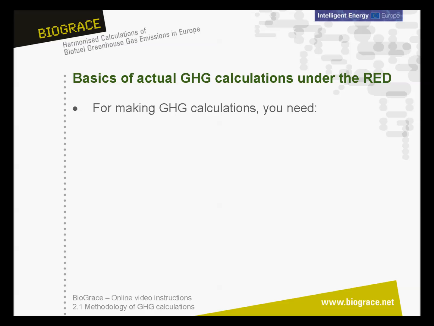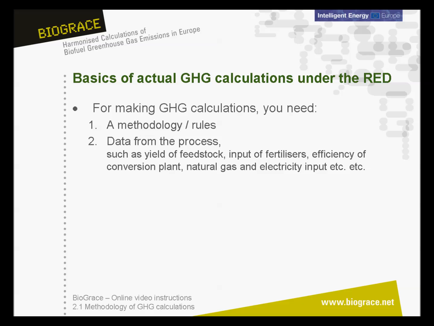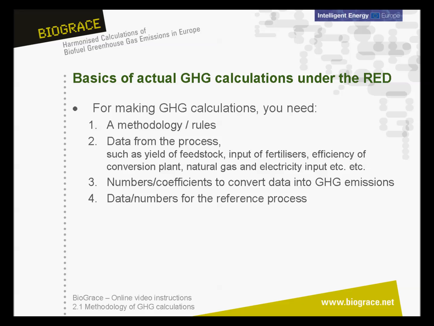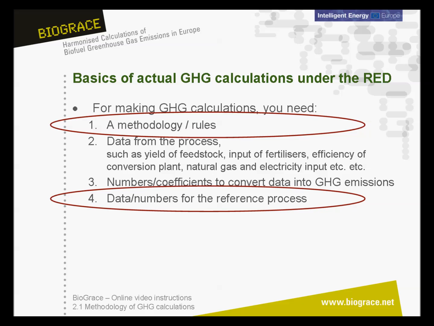For making actual greenhouse gas calculations, you need four things: a methodology, actual data from the biofuel production process, numbers or coefficients to convert this data into greenhouse gas emissions, and data or numbers for the reference process. The methodology and the reference process will be dealt with in this video instruction. The other two topics come back in later instructions.